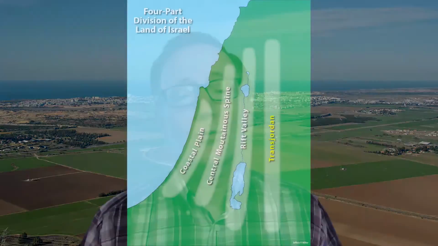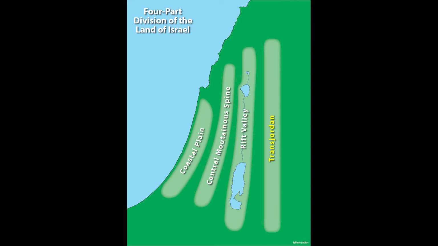It's quite dry. And then we move up as we travel east to the Transjordanian Plateau. So we have the Transjordan at about the same elevation as the central mountainous spine, but we have the Rift Valley in between, that deep gorge in between the two. So these are the four strips that we're going to use to understand Israel in a better way.